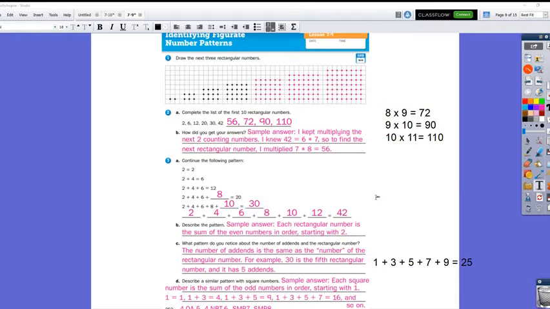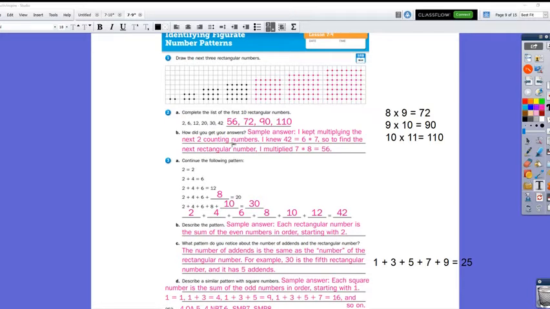All right, so then draw the next 3 rectangular numbers. You can see that each of the consecutive arrays increases by 1 row and 1 column. You can pause the video and look at those to make sure you have enough dots.